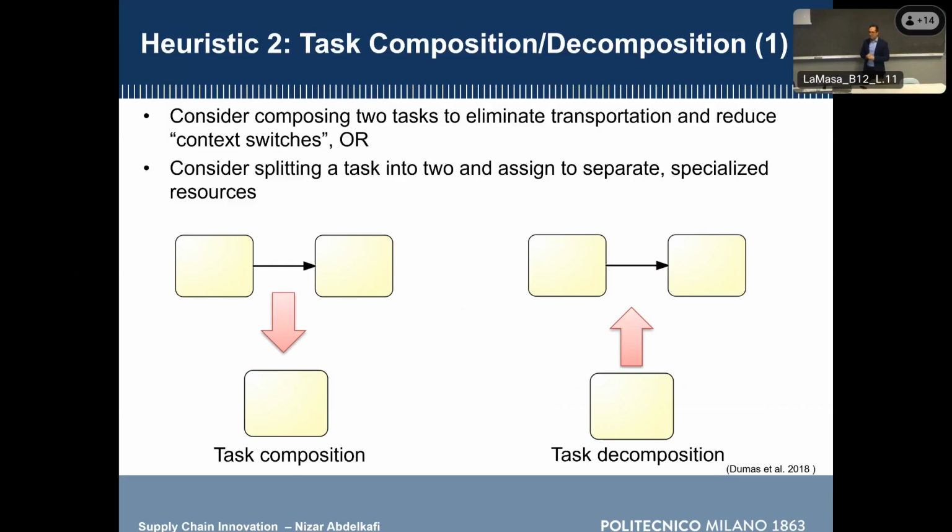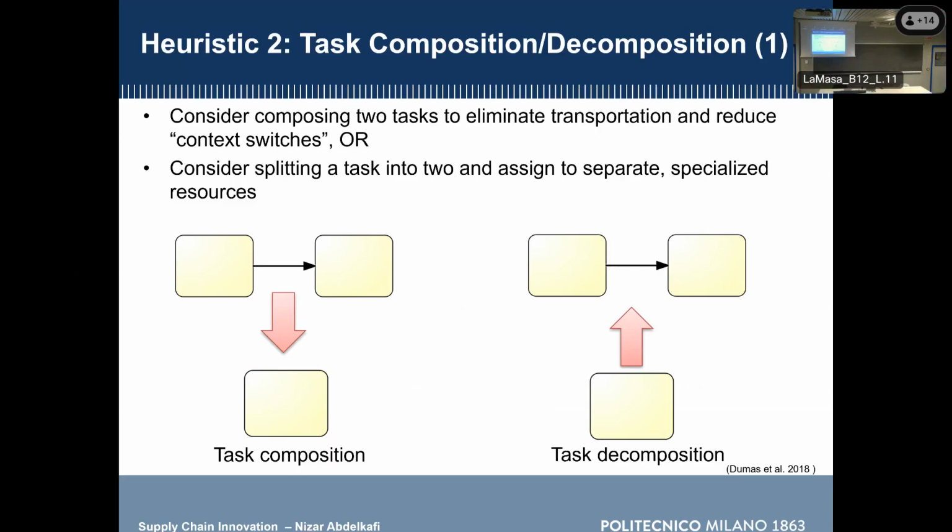Then we have heuristic 2, which is task composition. What does it mean? It means out of 2 tasks, I'm making one single task. I'm putting 2 tasks together. In some cases this is what could make my process better; in some other cases, perhaps task decomposition is better, in the sense that I'm making out of one single task 2 different tasks. So it depends on the context, right?